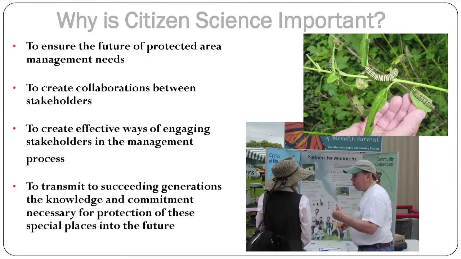So we have in citizen science a way to measure returns in monitoring documents that citizen scientists will produce for us. We also have a continuity when citizen science projects are encouraged and implemented in our projects. So we want to ensure the future of the protected area management needs that we see. We want to create collaborations between our stakeholders, create effective ways of engaging stakeholders in our management process, and we want to transmit to succeeding generations the importance, the knowledge, and the commitment necessary to protect the special places that we're preparing for them for the future.